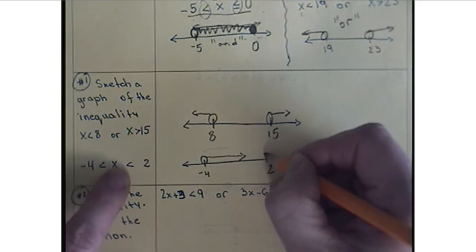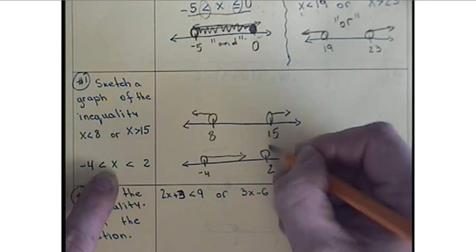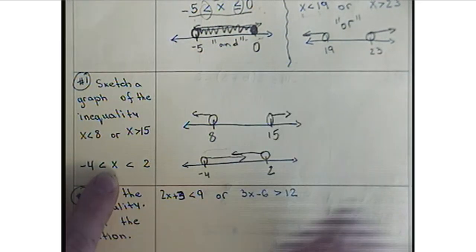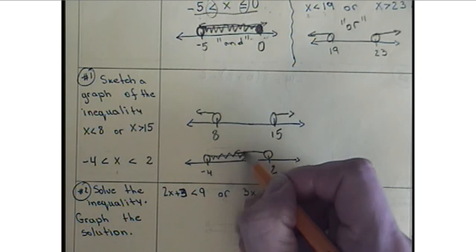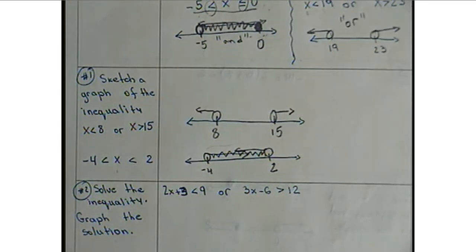At 2 we have another open circle when x is less than, going in this direction. So as an example of AND form, all the solutions will be between those two numbers. And we're done.